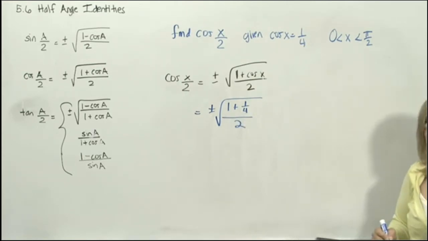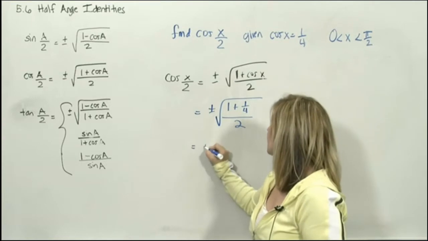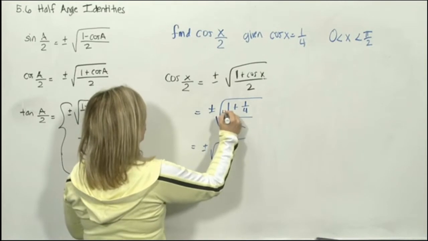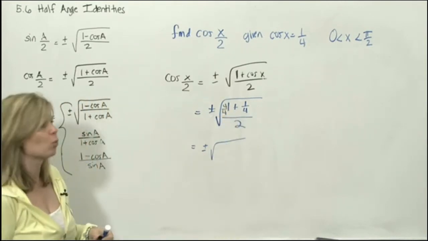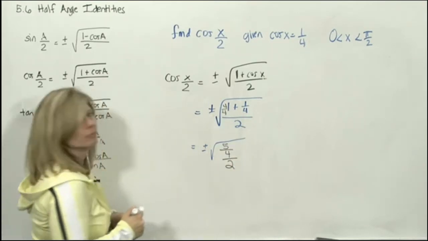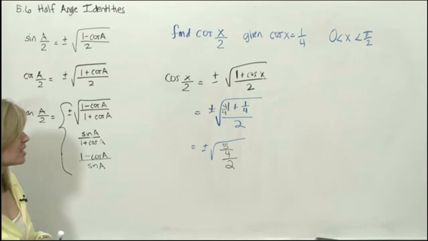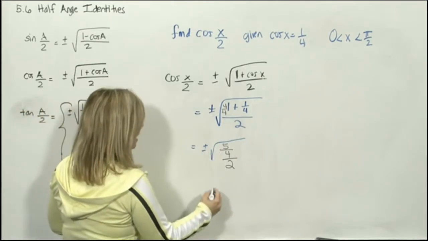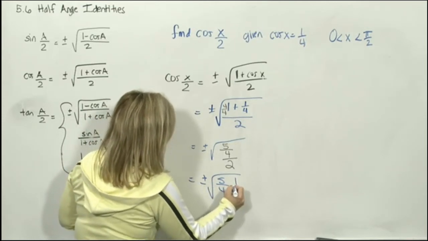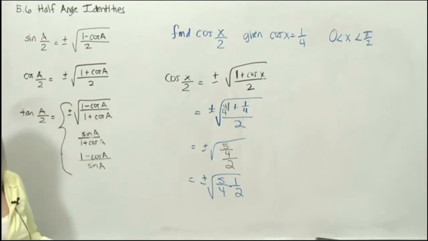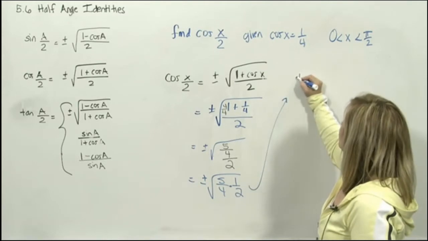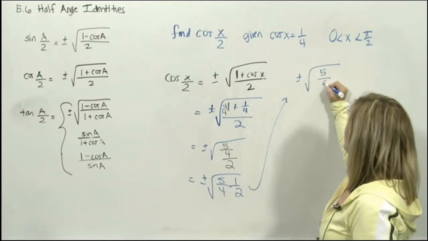Isn't that great? Now again, we're going to add, we need a common denominator inside. The common denominator would be 4. So this becomes 4/4 plus 1/4, which is 5/4, divided by 2. But you can't leave two fractions inside the square root. 5/4 divided by 2 really means 5/4 times the reciprocal, multiplicative inverse, a half. 5/4 times a half is 5/8. So you get plus or minus the square root of 5/8.